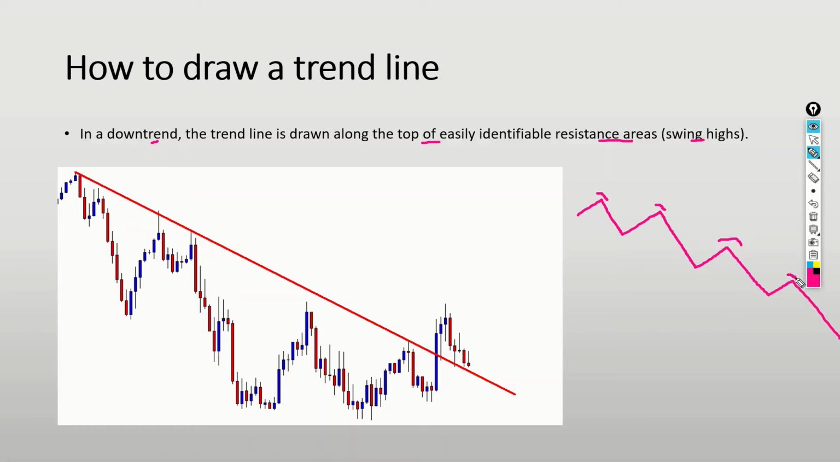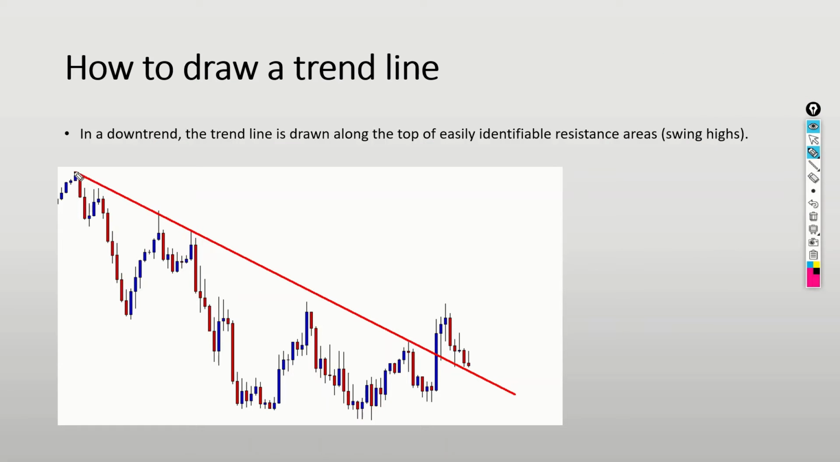These swing highs are resistance levels because when the price moves up and hits a resistance level, it goes down, hits resistance, goes down, hits resistance, goes down. So these are resistance levels. Resistance, resistance.